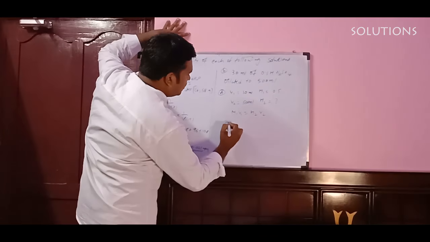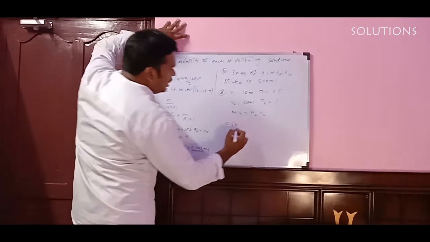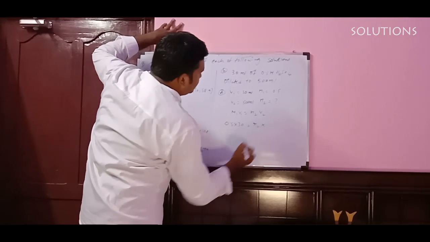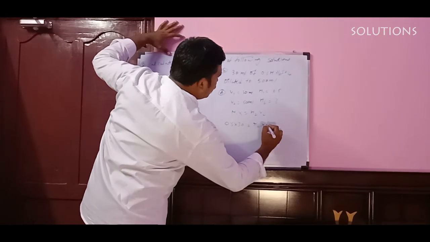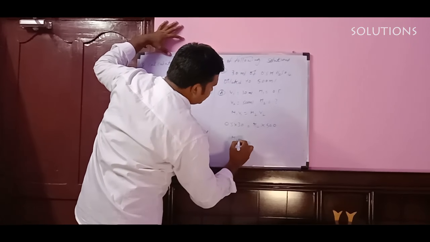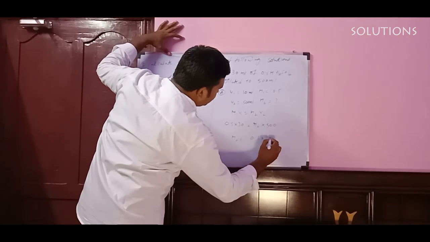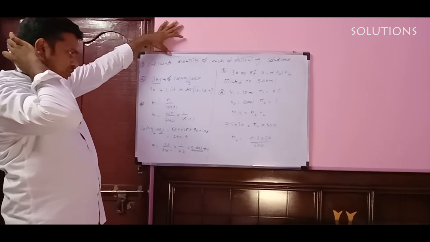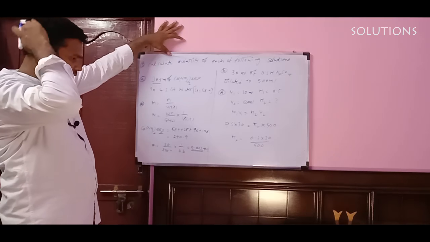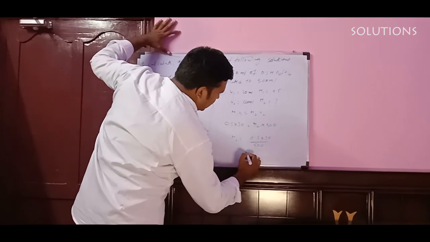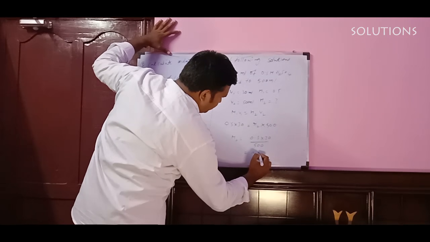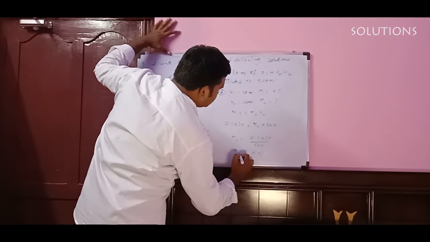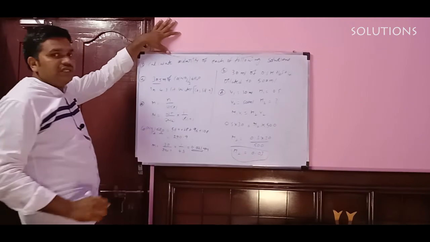What is the M1 value? M1 value is 0.5. And the V1 value is 30. We have to find M2, and V2 is 500 ml. Now do the cross multiplication: 0.5 into 30 by 500. Then what will you get here? After the cross multiplication you will get 0.03. This is the molarity of the final solution.